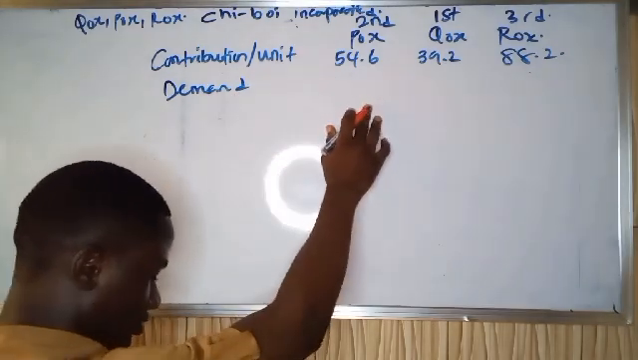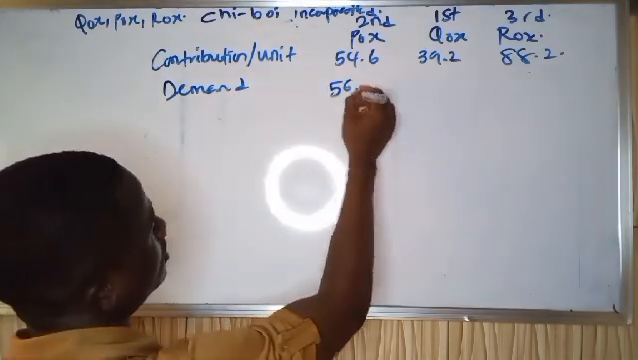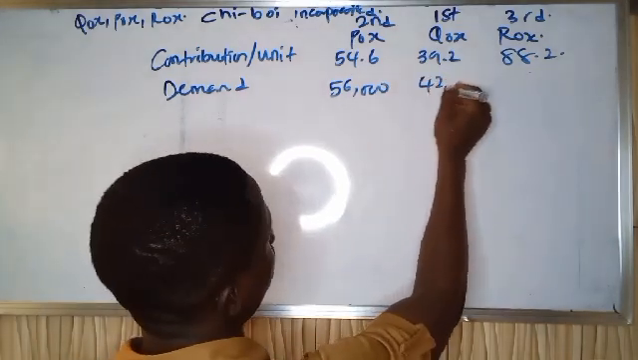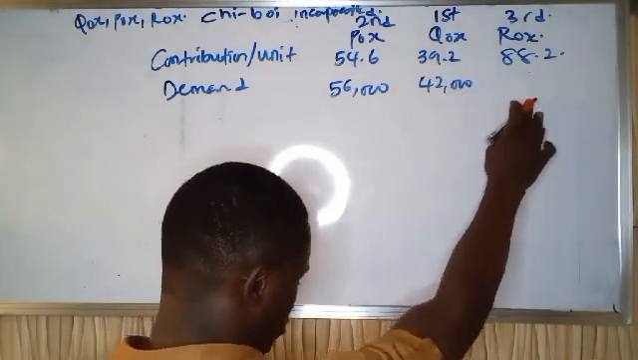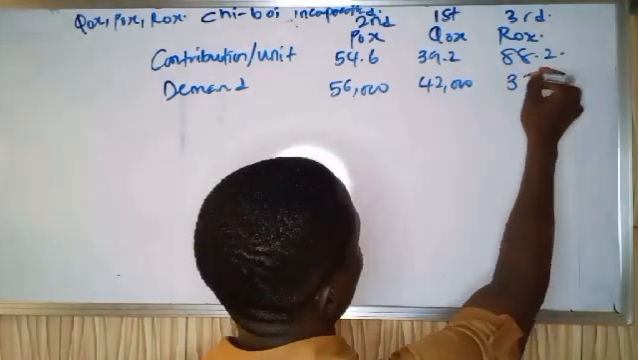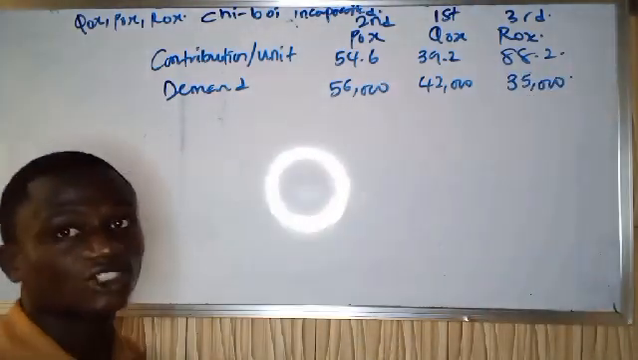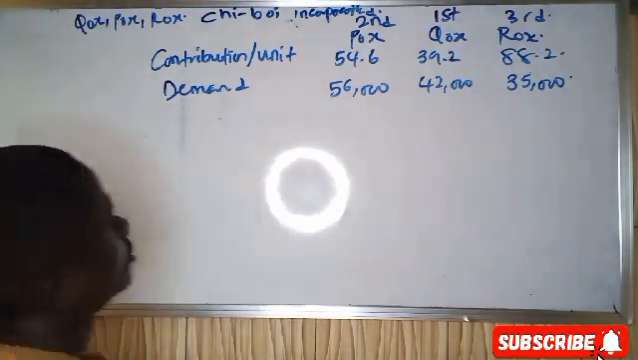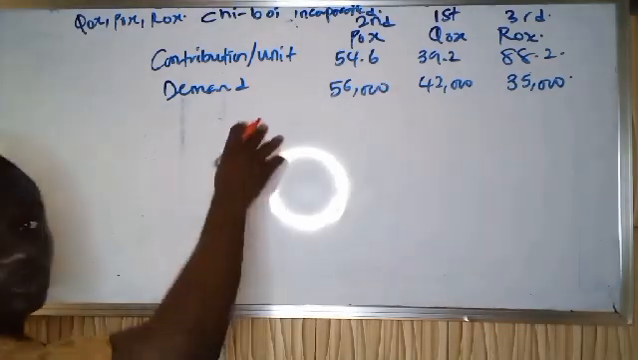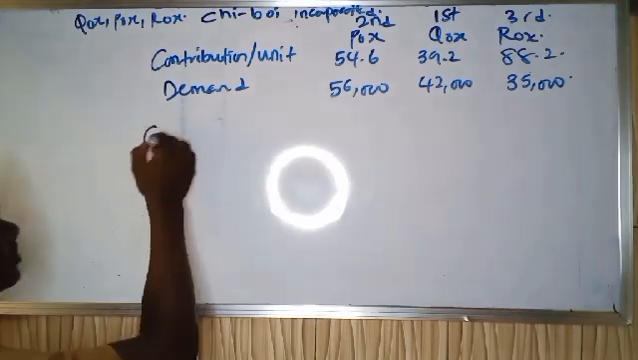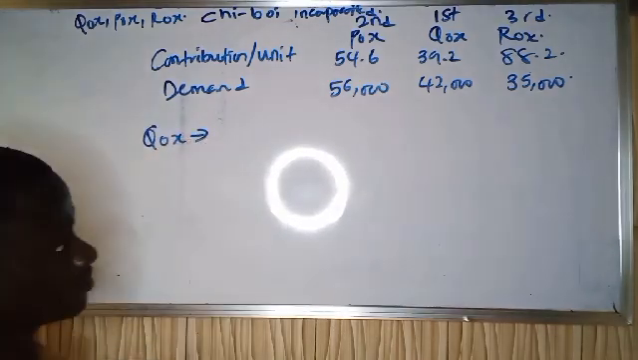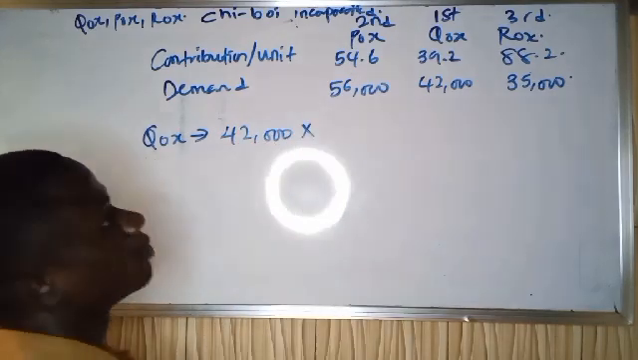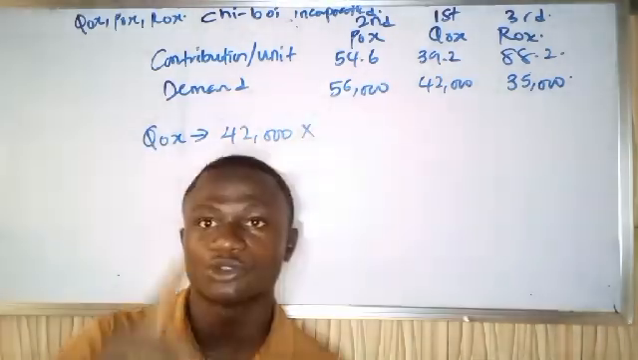From the question, market demand for quarks is 42,000, and market demand for rocks is 35,000. So they should first produce all of quarks, right? So the order at which they will produce is quarks first. Quarks, the market demand is 42,000. 42,000 is what the market is demanding, multiplied by how many raw materials is required to produce one.